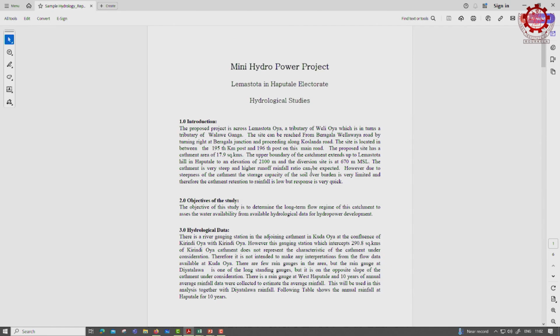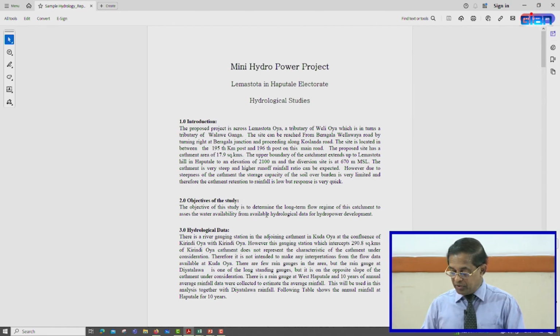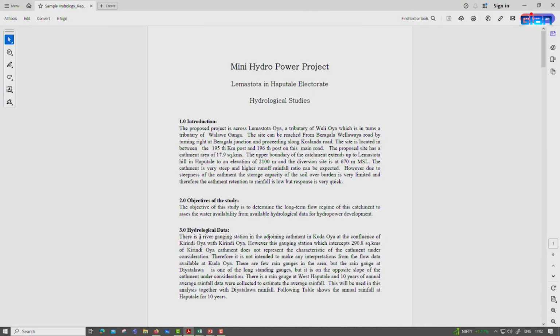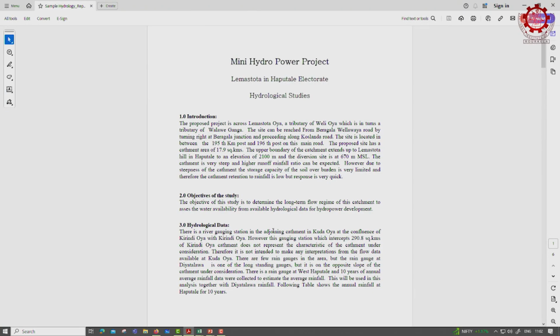So, he says, and then he says objective of this study. The objective of this study is to determine the long term flow regime of this catchment to assess the water availability from available hydrological data for hydropower development. That is the objective of this study. That is what we have given him, the assignment. This is a paid assignment. So, he will give us all these data. Then he goes on to hydrological data and so on.